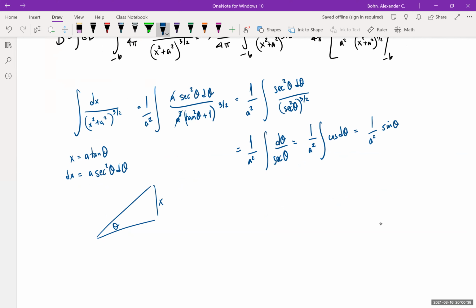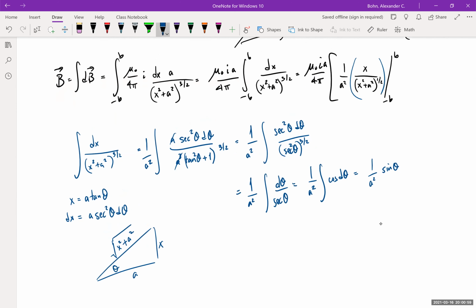Tangent theta is x over a. So we're talking about a very similar triangle in our trigonometric substitution here. So sine theta is x over that thing. There it is, x over that thing. No plus or minus shenanigans necessary.